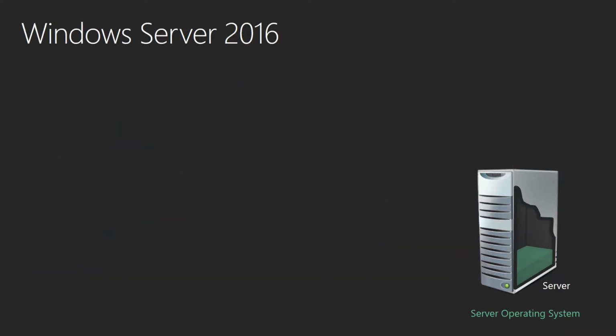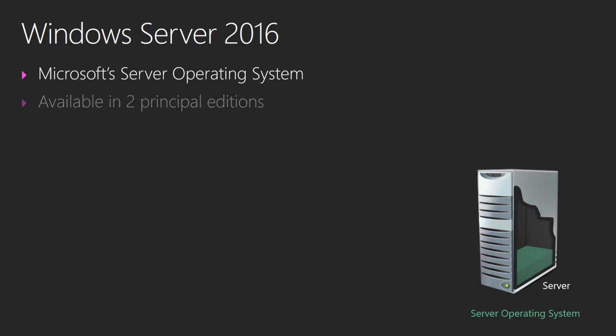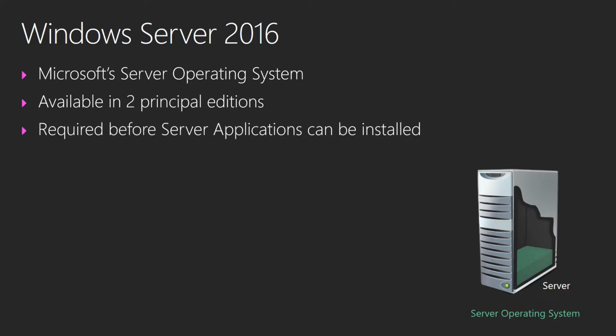The latest version of Microsoft's server operating system is called Windows Server 2016, and it's available in two main editions that you will come across in volume licensing. This product is a requirement before server applications can be installed. So look at the yellow layer in our diagram here.